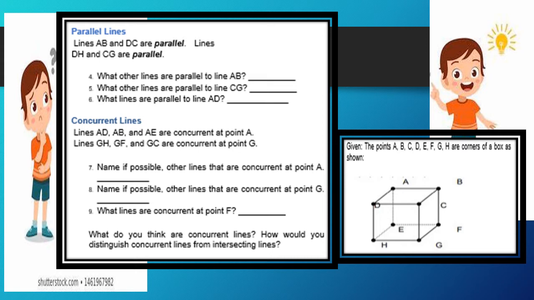That's it, rather. What do you think are concurrent lines? How would you distinguish concurrent lines from intersecting lines? These are the questions that need to be answered by you.